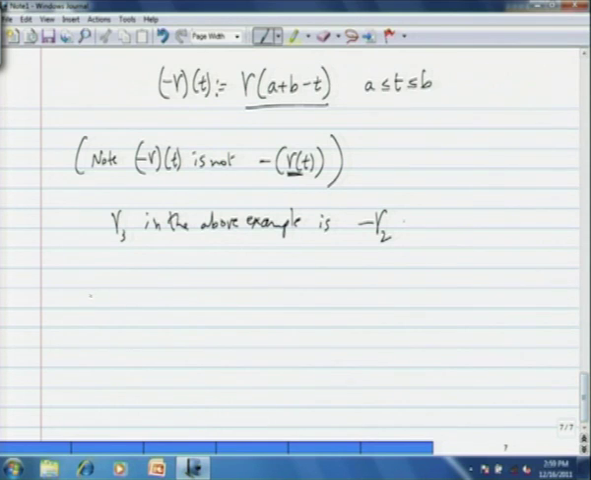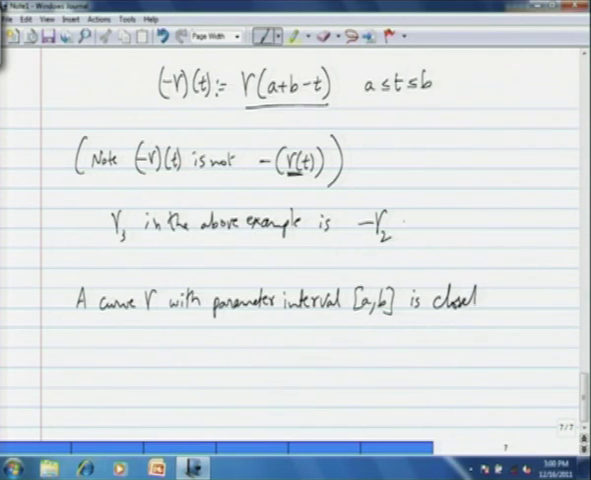Now we want to make some more definitions, some more terminology is due here. A curve gamma with parameter interval a b is closed. We want to call it closed if gamma of a is equal to gamma of b, i.e., its initial point in the complex plane is equal to the final point.